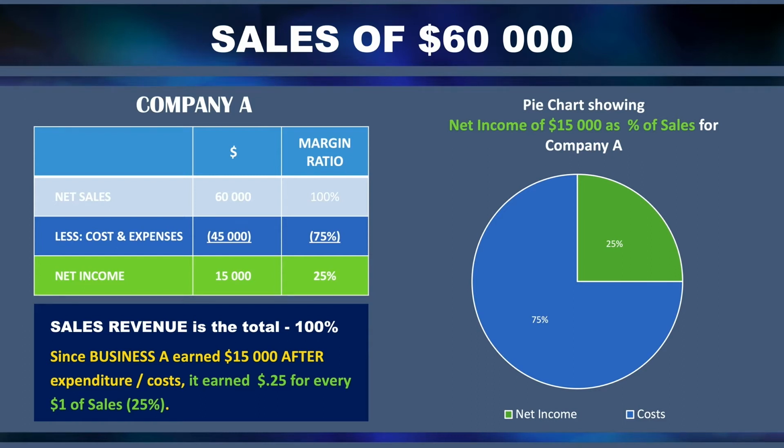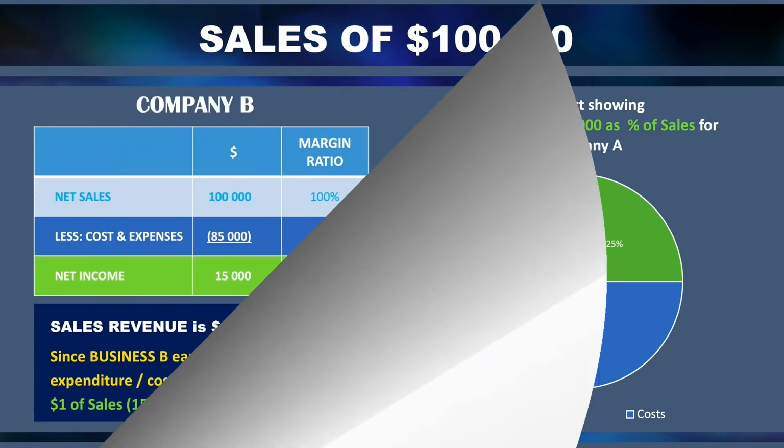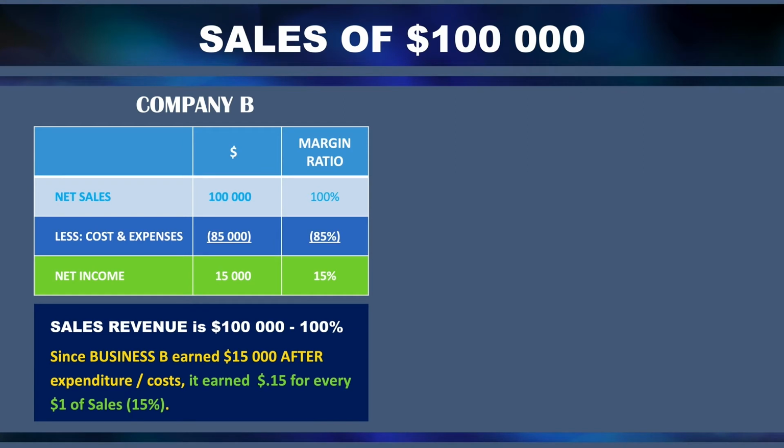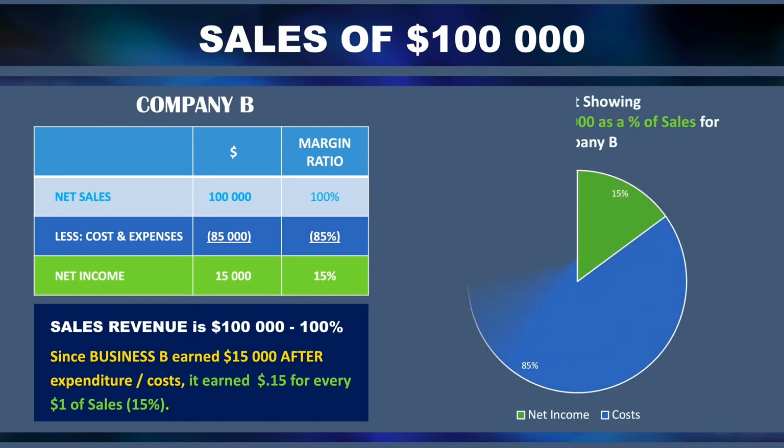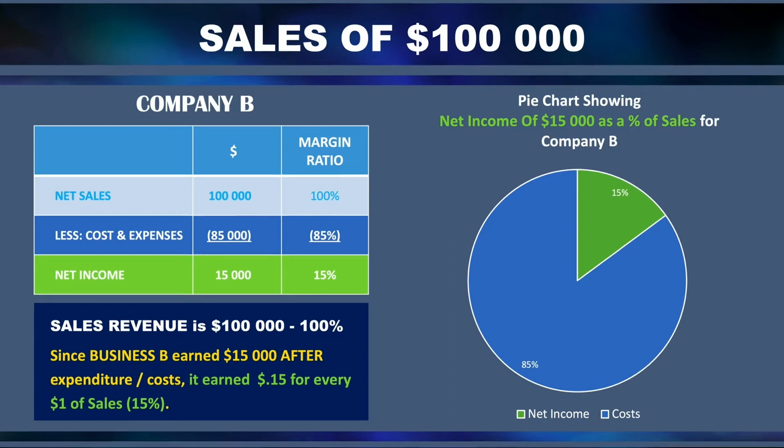And you would see there that in blue, 75% represents your cost and your net income is the green area, 25%. This is for company A in terms of net income and sales. For company B, with the entire pie chart representing sales revenue, you would see that of that sales revenue, 15% remained as net income and 85% would have been the cost and expenses, the expenditure for company B.